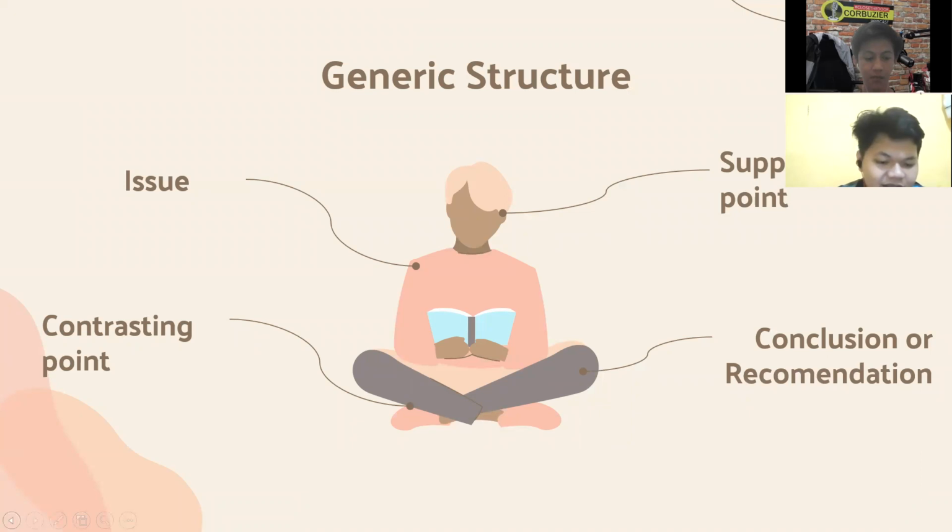The third is contrasting point. In this section, the author presents opinions against the issues and the problem, or we can say contra, as in the supporting points paragraph. In contrasting points, there are also two forming components, namely the main idea of the paragraph and the elaboration that comes from the main idea of the paragraph.